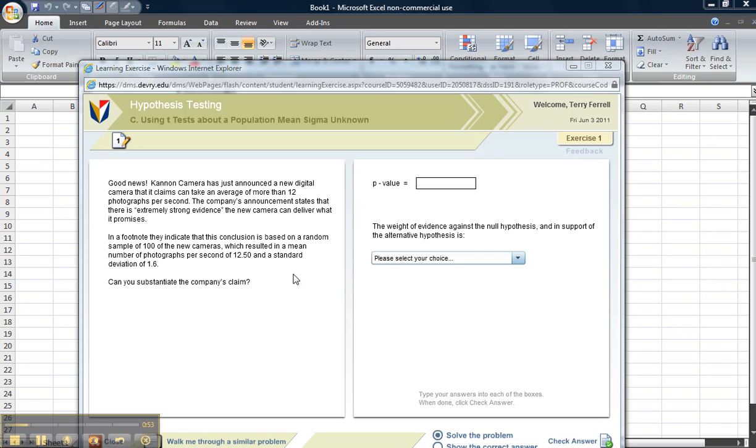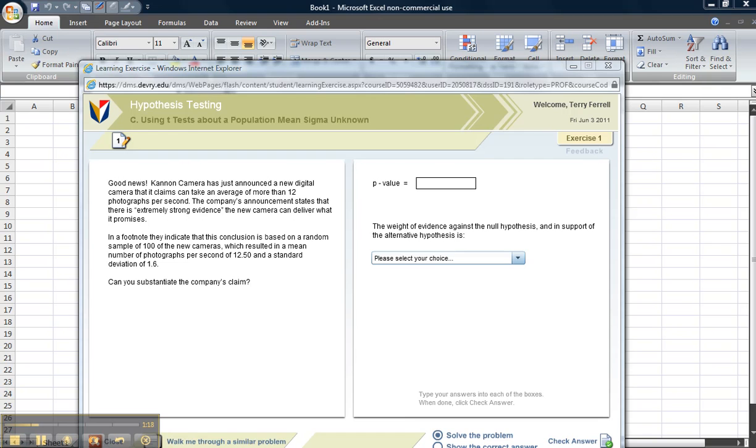First thing I would do is go to Megastats so we can find the p-value, because then you're going to look at your evidence against the p-value. So step one, let me remember my information. N is 100, your mean is 12.5, and your standard deviation is 1.6 from your sample. And this is going to be a t-test.